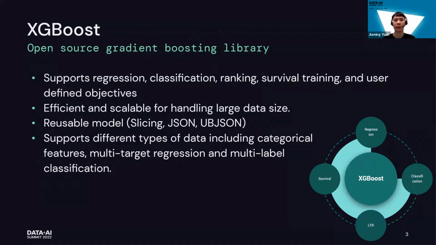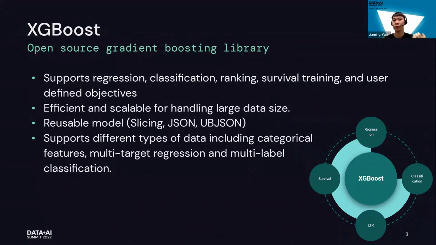XGBoost has a reusable model format. It can be saved as JSON or UBJSON. The latter is just a binary version of the former. You can get a full specification for UBJSON online. Also, XGBoost supports slicing the model. To give you an example, if you have 4 trees trained by XGBoost, you can extract the first or the second trees using XGBoost.